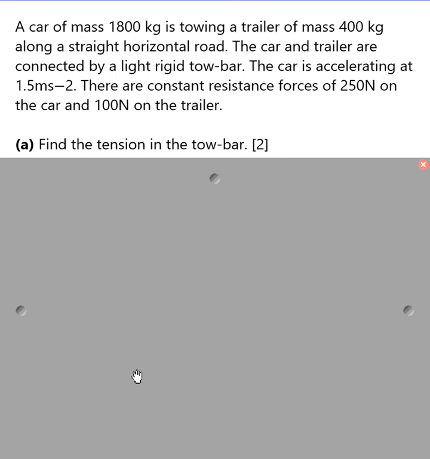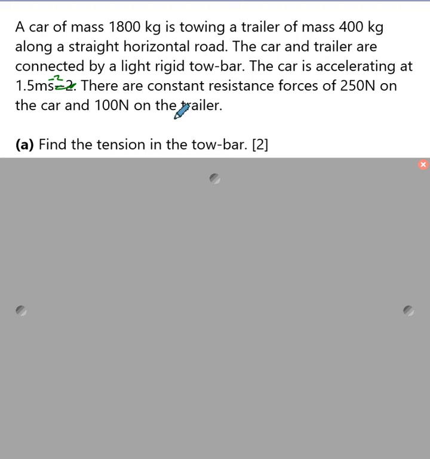tkmaths1.blogspot.com. So the question is about a car which is towing a trailer of mass 400 kg, and it is happening on a straight horizontal road. The car and the trailer are connected by a light rigid tow bar. The car is accelerating at a rate of 1.5 meter per second square. So this is basically per second square. This -2 is a mistake. There are constant resistance forces of 250 Newton on the car and 100 Newton on the trailer.